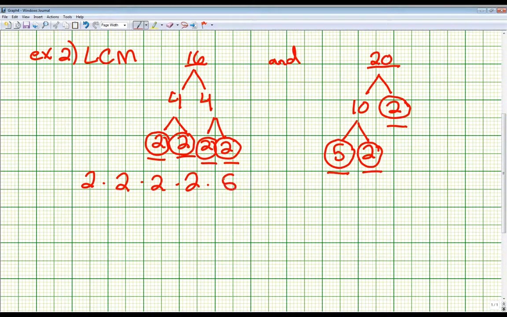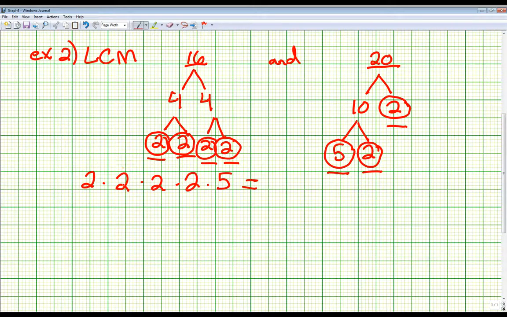So I'm going to keep listing until all of my items have a line underneath them. That is a 5, by the way. Let me try to write that again. So now if I do this multiplication, I am going to find my least common multiple.